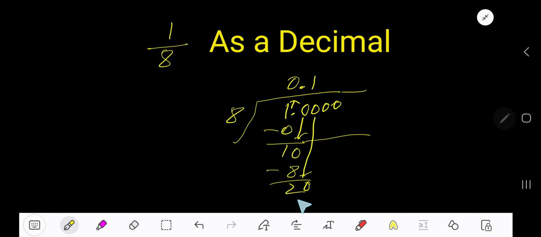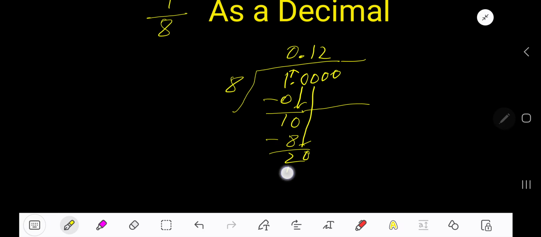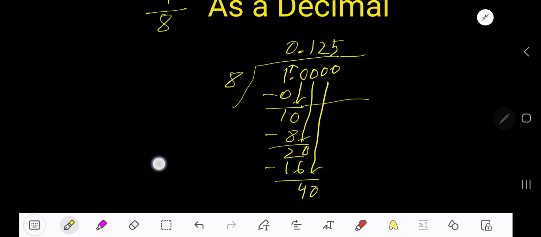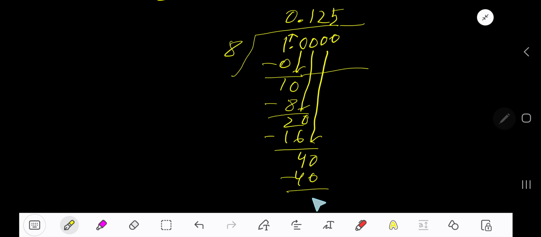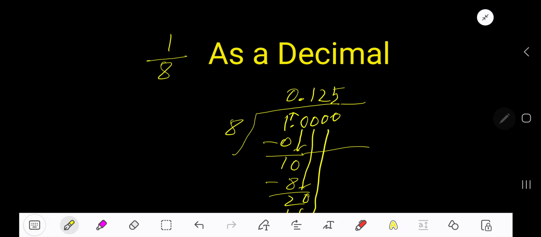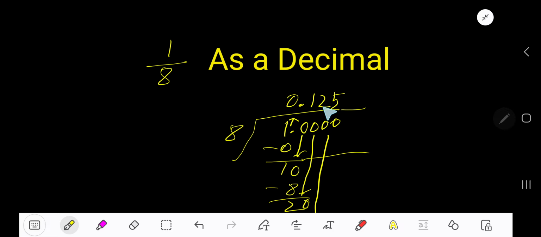8 goes into 20 how many times? 2 times. 2 times 8 is 16. Subtract, get 4, bring down another 0. 8 goes into 40 how many times? 5 times. 5 times 8 is 40. As our remainder is 0, we are done. So our answer is 0.125.